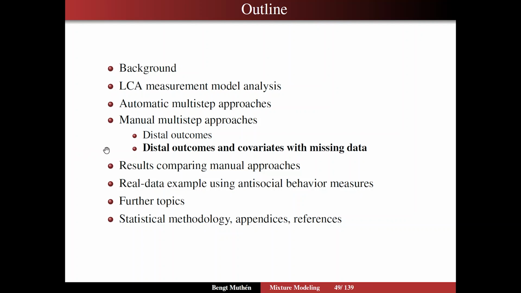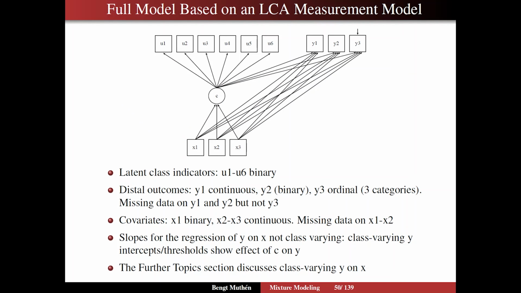On slide 49, we turn to the key topic of having not only distal outcomes, but also covariates with missing data, a very common situation that we'll take our time discussing in some detail with different approaches. Slide 50 shows the model that we're going to consider. We still have the 6 latent class indicators. We have the 3 distal outcome variables that we looked at a little bit earlier. And now we add 3 covariates X.